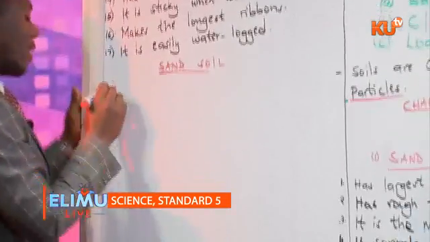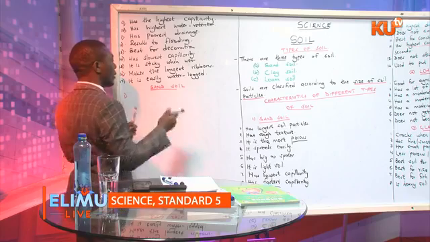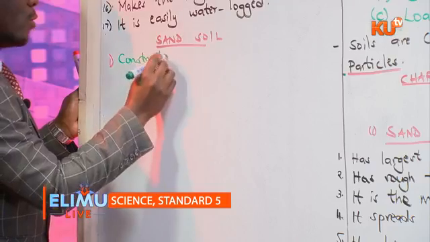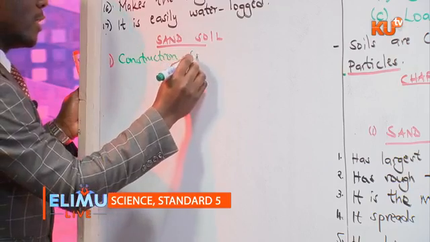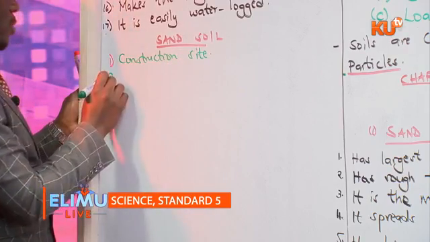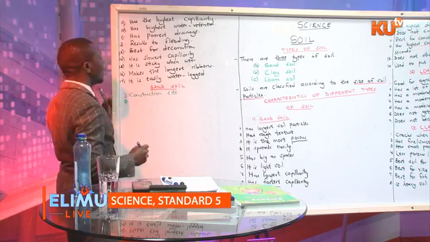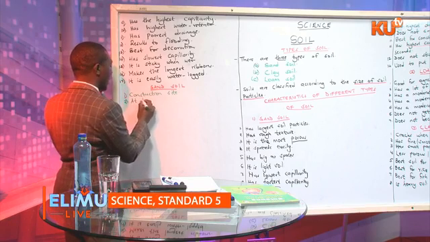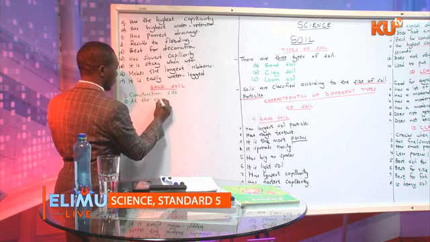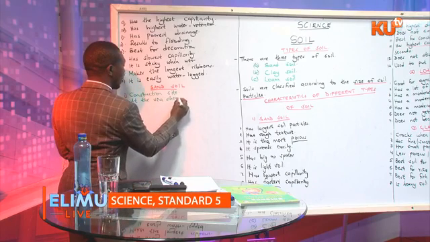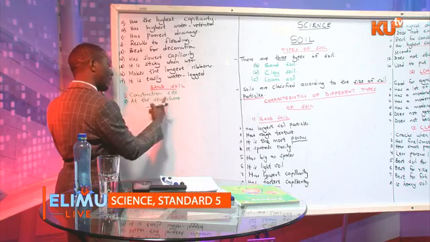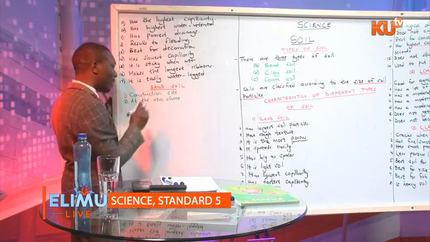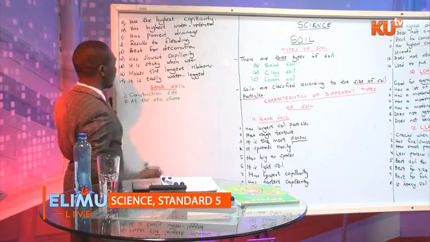Number 1, sand soil can be found at a place called construction site. The places they are constructing, you will find sand soil there because it is the best for doing what? Construction. Another place that you can find sand soil is at the seashore. We are now in science, at the seashore. In social study, they refer to this type of soil as silt. But in science, we don't have silt. So the type of soil in science that is found at the seashore is what we call sand soil.